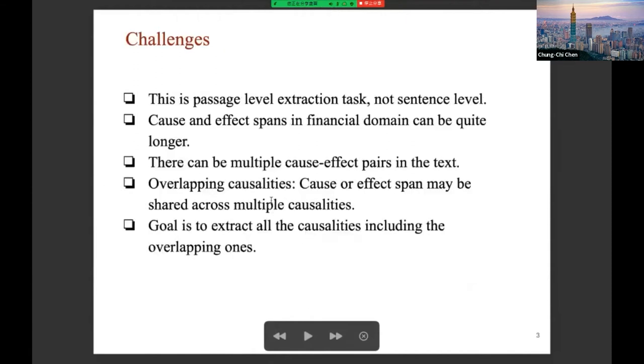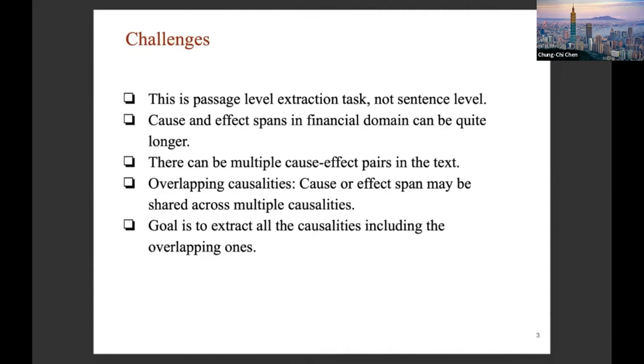So what are the challenges in this task? This is a passage level extraction task, not sentence level, and cause effect spans in the financial domain can be quite long, and there can be multiple cause and effect pairs in the text. There is another challenge, overlapping causality. Cause and effect spans may be shared across multiple causalities. Basically one cause span participating in two causalities, or one effect span being part of two causalities. Our goal is to extract all the causalities, including the overlapping ones.